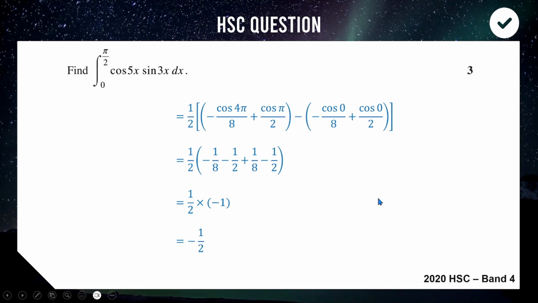So if you tried this by yourself and you got negative a half before I spoiled it, congratulations and well done, and good luck on the rest of your journey.